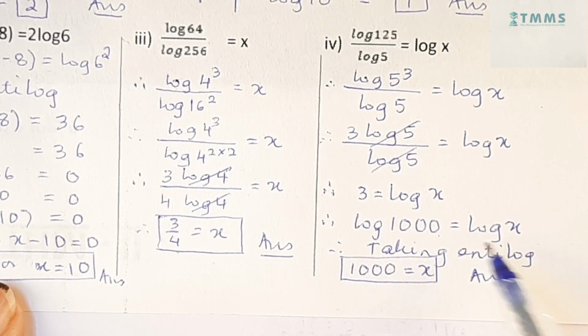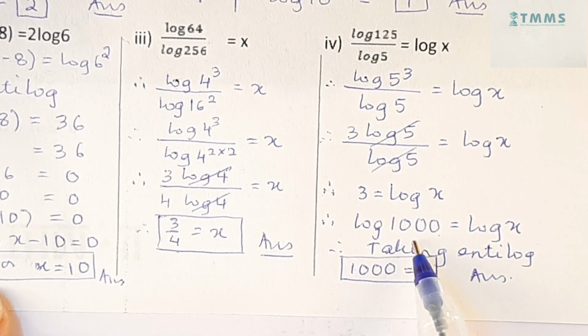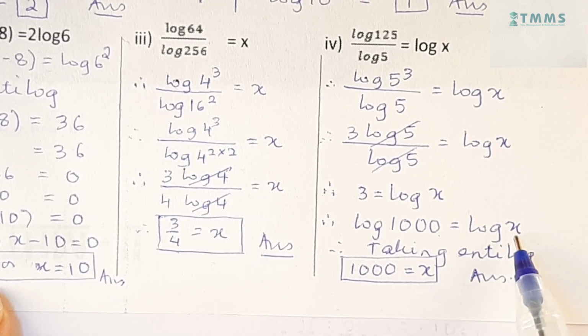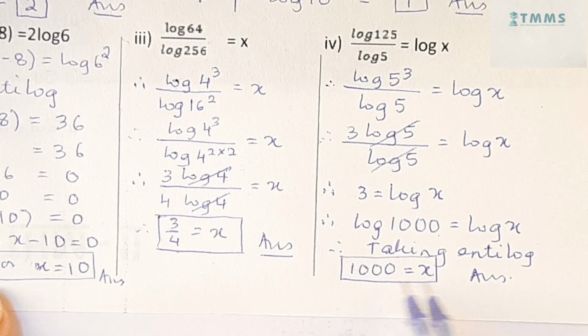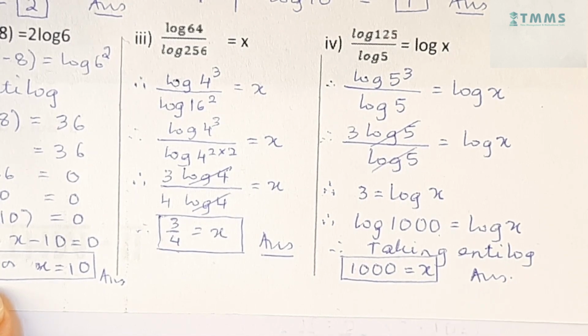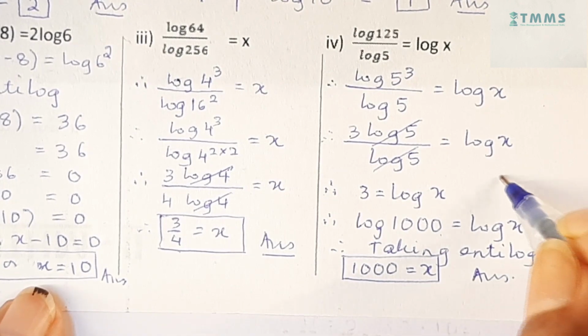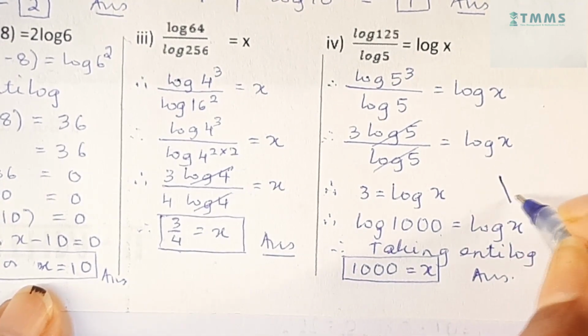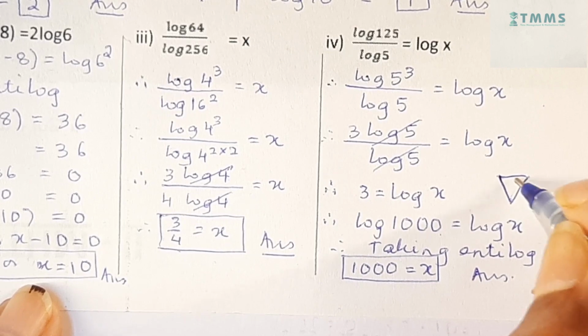Did you cancel log log? No, you should not cancel log log. What you should write? Taking antilog, and what we'll write is this without the log. So it will be 1000 equal to x, and that is our answer. So if you got that right, give yourself a nice star.